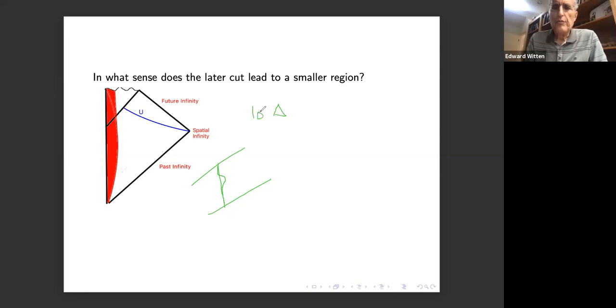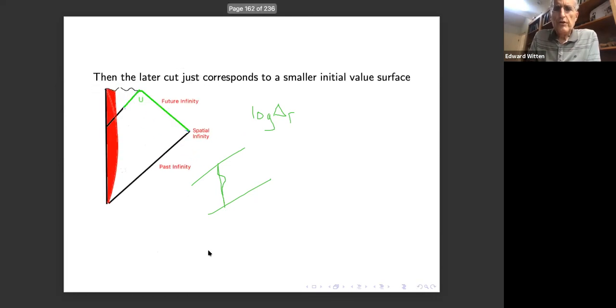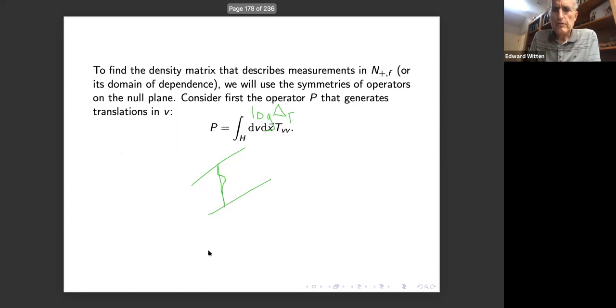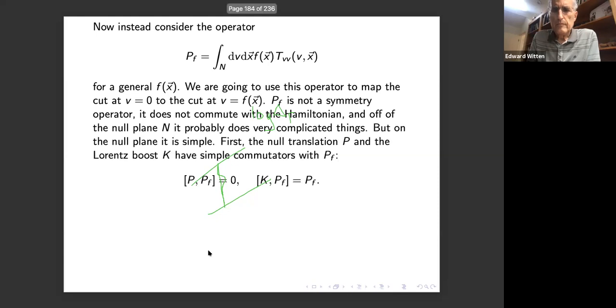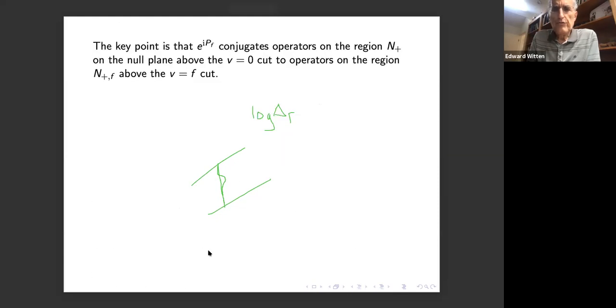And we take the logarithm of the full modular operator. And the claim is that for any cut, the logarithm of the full modular operator, I can't really draw, is that operator I called K sub F, but the interval goes from minus infinity to infinity instead of just above the cut. Let me go to where I had the formula for K sub F. I hope I had a formula for K sub F.